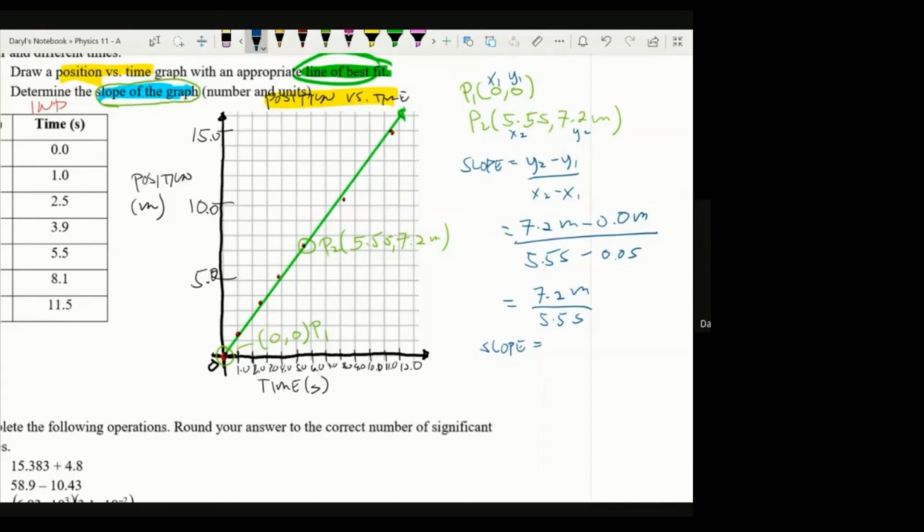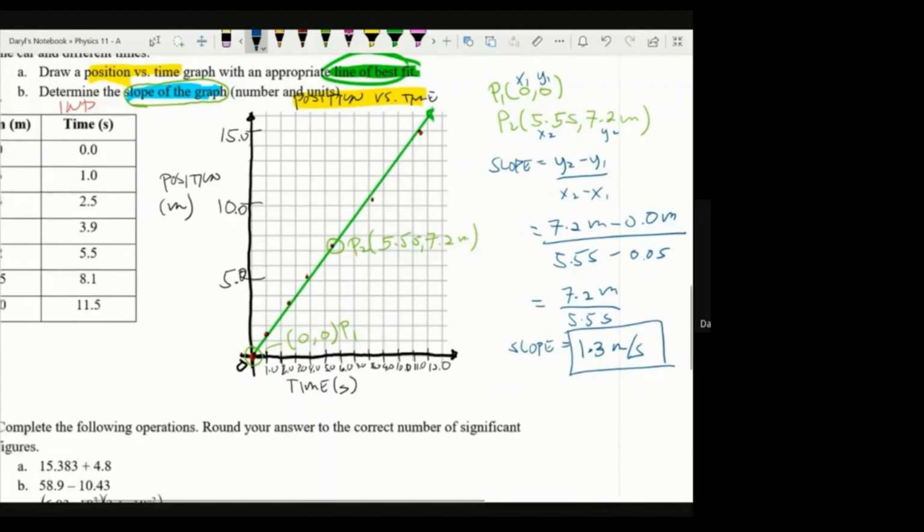But if you can see here, both have 2 significant digits. So the final answer has 2 significant digits. So 1.3 meters per second. So that answers your letter B question. The slope is 1.3, but remember, it should have a corresponding unit also. So the unit is meters per second.